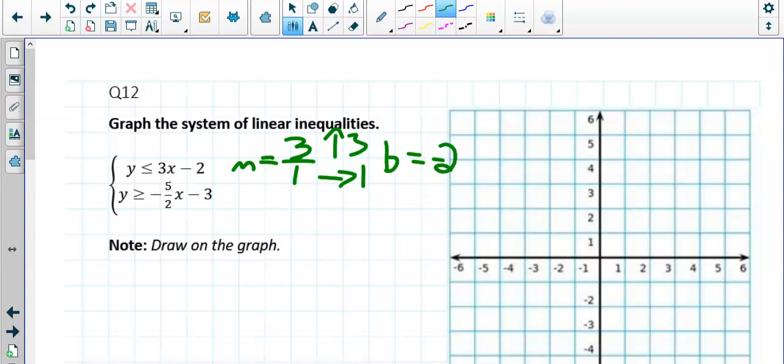Plot the b first. I was just writing down my information so I don't have to go back to it. So we're going to plot the negative 2. That's like my first click. And then what are we going to do? Rise 3. And then what? Over to the right 1. And then that's my second click, and that will solidify the solid line.